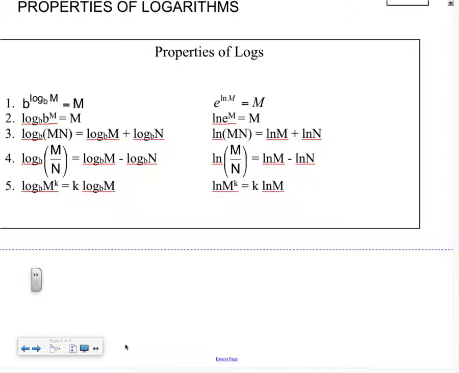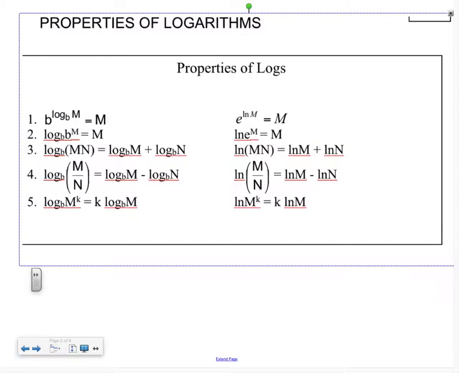What you have here in your notes is a list of all the logarithm properties. Some of these should not be surprising to you.